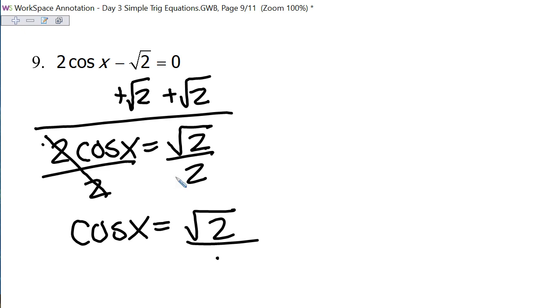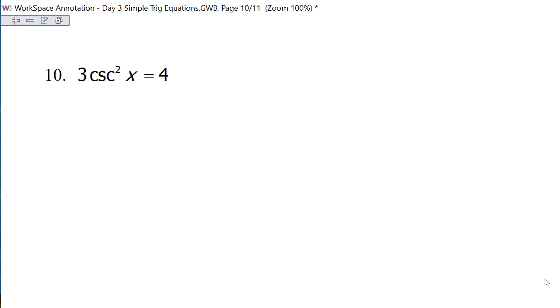And what angle has a cosine of square root of 2 over 2? Pi over 4. Now, cosine is also positive in quadrant 4, but is quadrant 4 between 0 and pi? No, so the only functional value is pi over 4. And number 10, get the trig by itself.